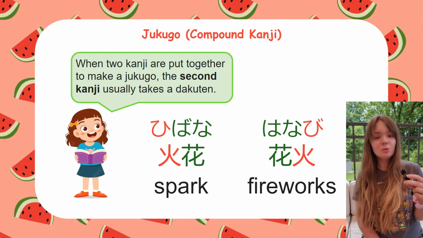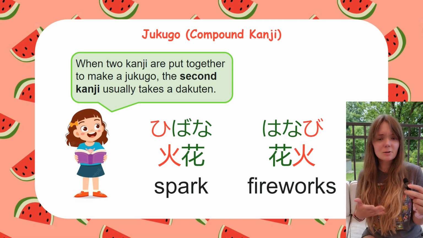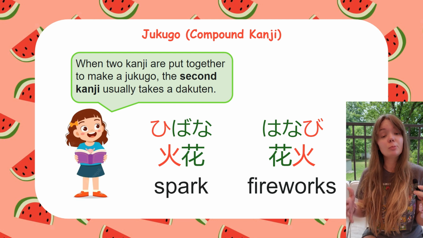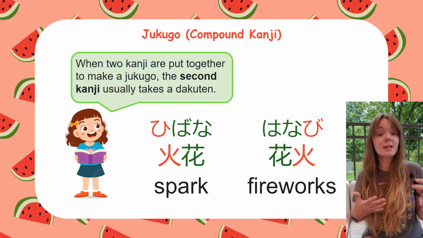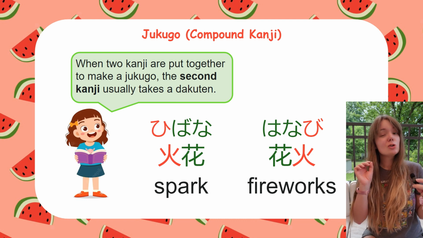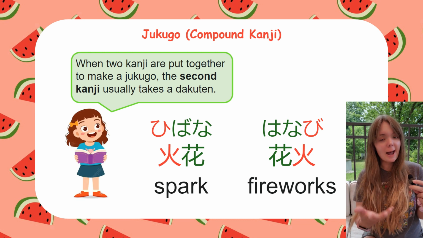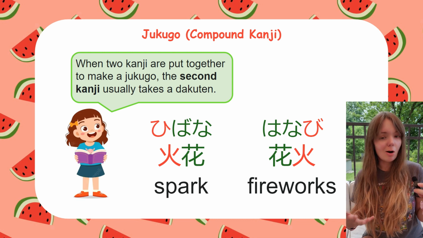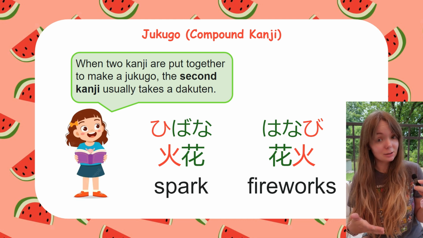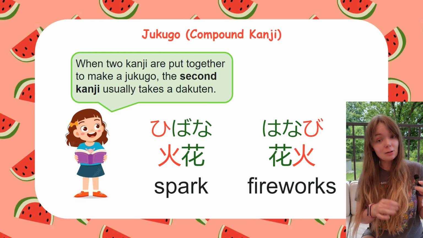Now, I want to take a minute to talk about Jukugo, which are compound kanji. There are a ton of words that are made by combining multiple kanji. Whenever this happens, the second kanji in the word usually gets a dakuten if it is able to have a dakuten. Remember that not all kana get dakuten, but the ones that can have dakuten, if they are in the second kanji, they will usually have that dakuten.